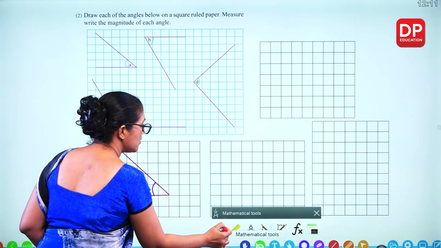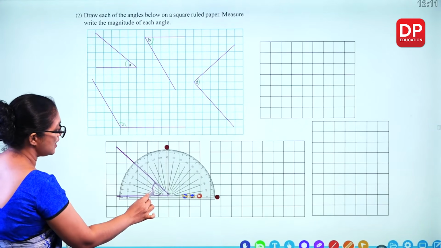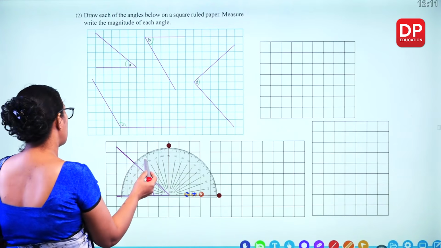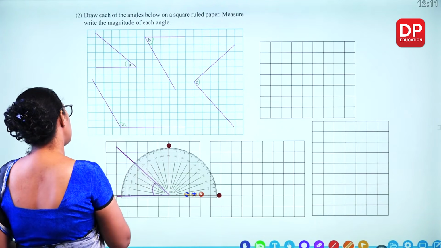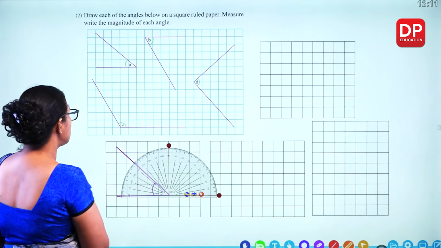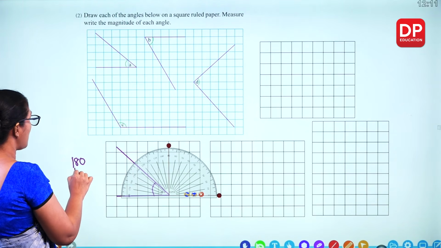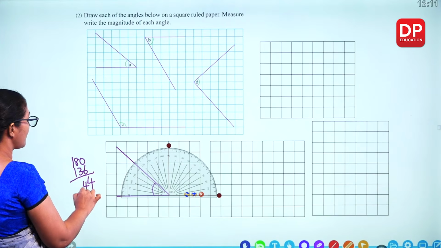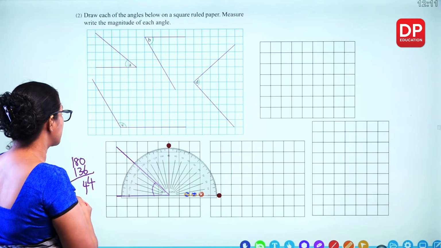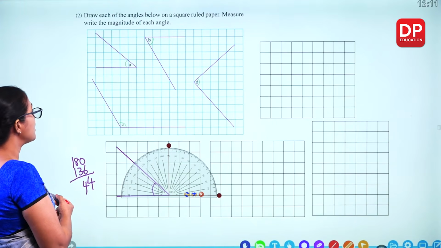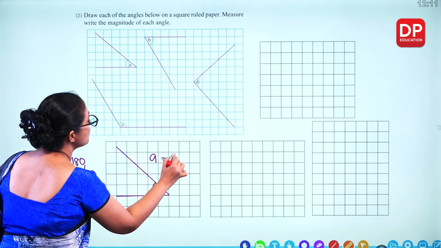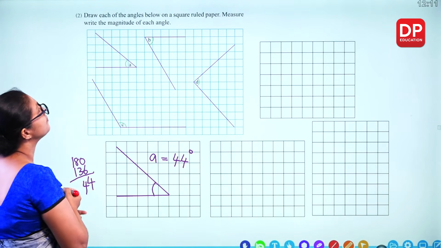Take the protractor, keep it here, and measure the angle. Here, this way, I can measure from here to here, 136. So 180 minus 136 is 44 degrees. So angle A is 44 degrees.